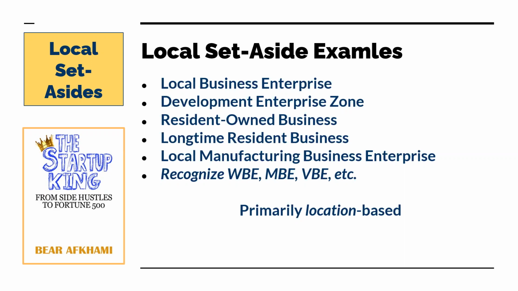Specific examples, and these are real examples of set-asides that are named: local business enterprise, development enterprise zones. These are specific zones that are located in each jurisdiction that provide special business or possibly tax advantages. There are resident-owned businesses, long-time resident businesses, and this is an effort by a jurisdiction to provide more incentive and more favor to residents that have lived longer in those jurisdictions and provide them more business. There's local manufacturing business enterprises. Of course, that may be created by a local jurisdiction because they want to create a robust manufacturing environment in their jurisdiction.